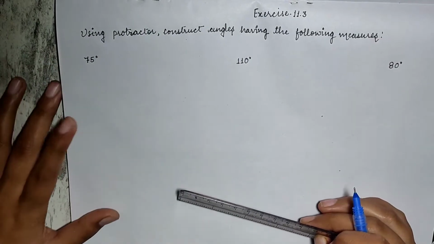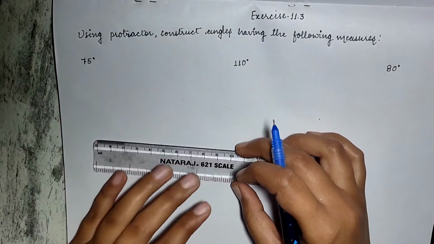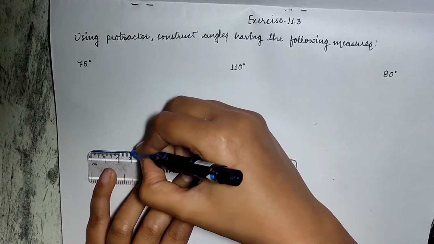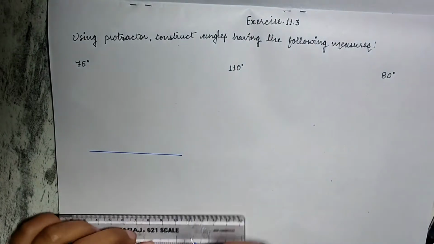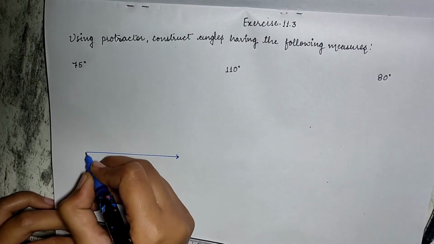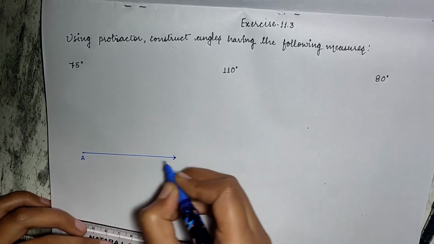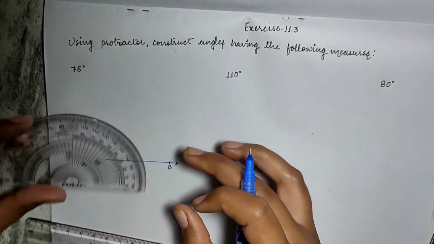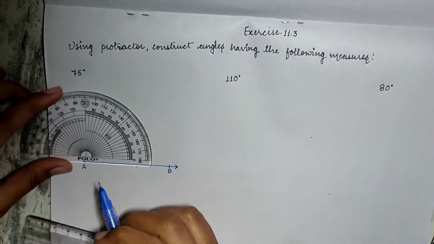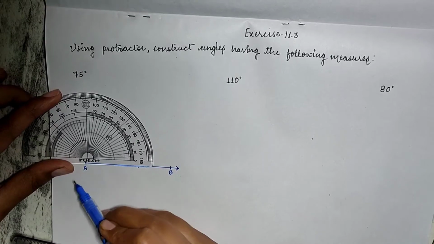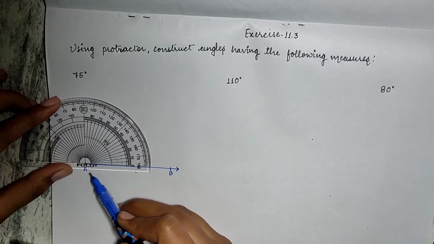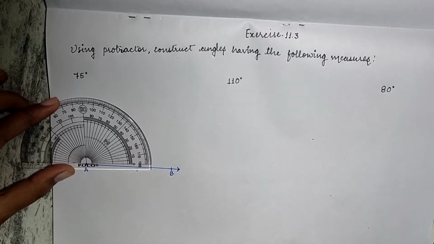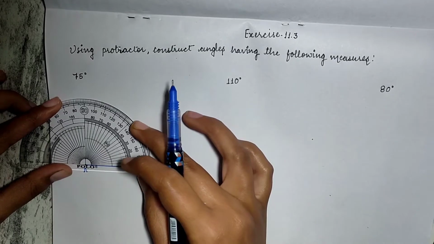First angle we have to draw is of 75 degrees. So let us first draw a ray. We have drawn this ray, name it as A, B. Now take your protractor and place it on the ray. Keep in mind we have to put the center point of the protractor on point A, and the 0 line of the protractor should coincide with the ray AB. So place your protractor on ray AB.